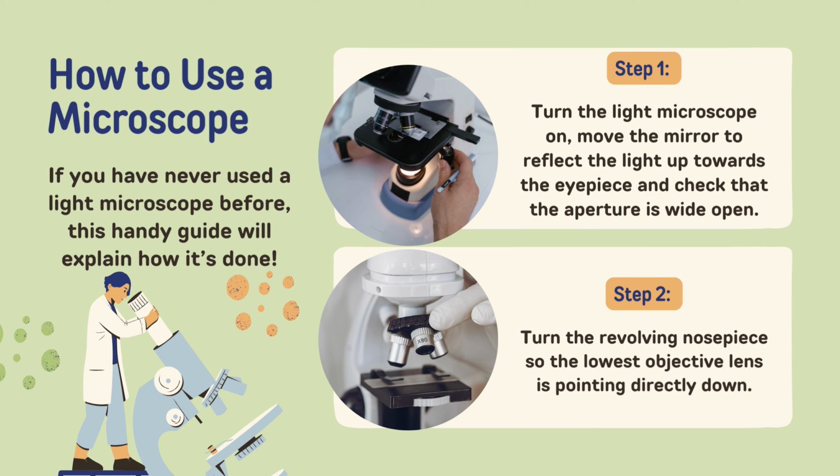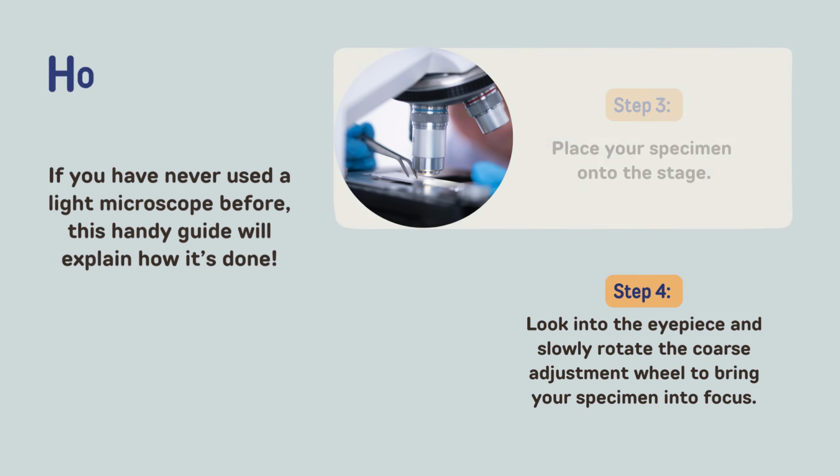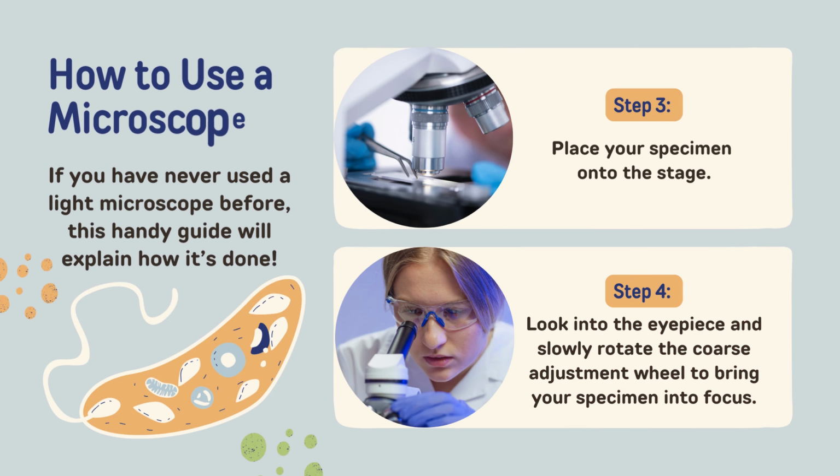Step 1. Turn the light microscope on, move the mirror to reflect the light up towards the eyepiece, and check that the aperture is wide open. Step 2. Turn the revolving nosepiece so the lowest objective lens is pointing directly down. Step 3. Place your specimen onto the stage.